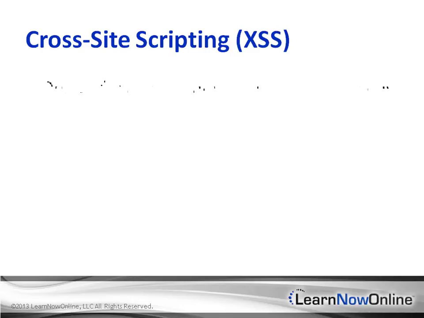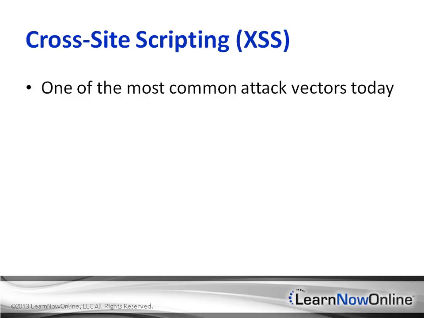Cross-site scripting is one of the most common attack vectors today. Studies have found that well over half of all websites have cross-site scripting vulnerabilities. According to White Hat Security, it's by far the most prevalent security flaw on modern websites. It's definitely something to be concerned about.